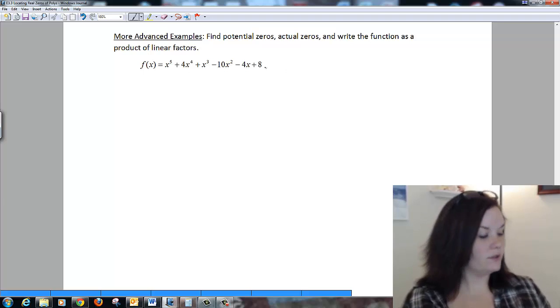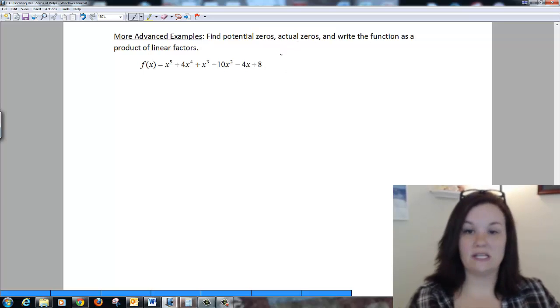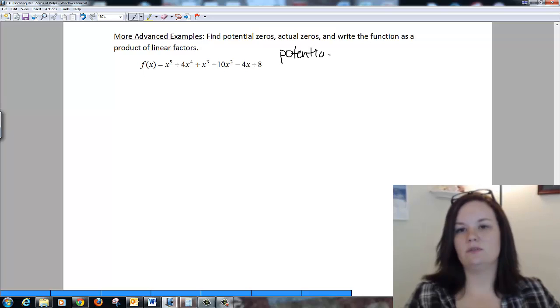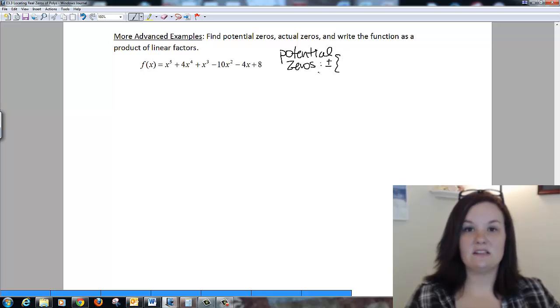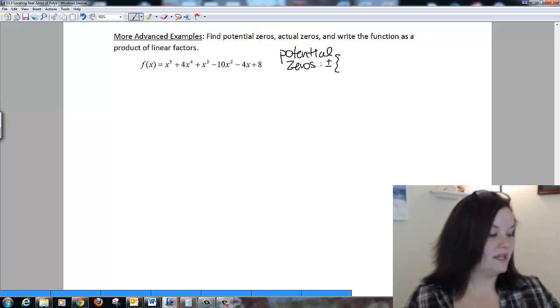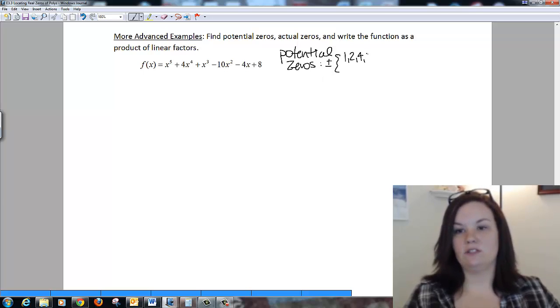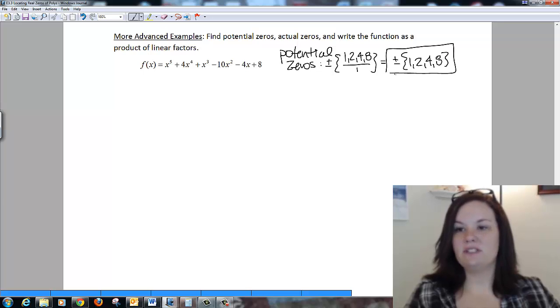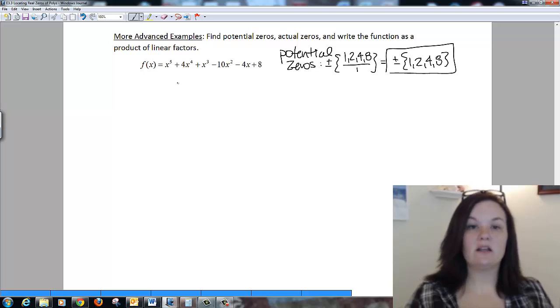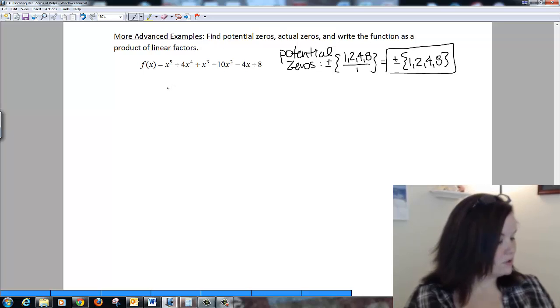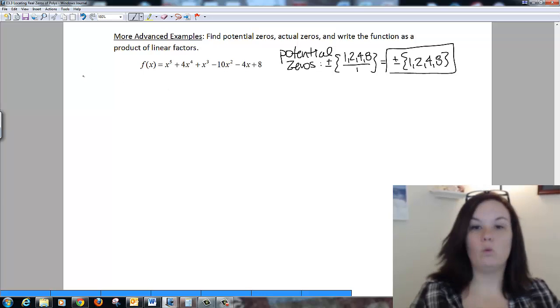So the first thing I want to do is identify all my potential zeros, which is plus or minus all the factors of 8 over all the factors of 1. So again, all the factors of 8, 1, 2, 4, and 8 over 1. So when I write each of those over 1, I'm just going to get 1, 2, 4, and 8. So these are my potential zeros. I want to start plugging them in until I find one that works. Okay, so I'm going to go ahead and plug in 1.